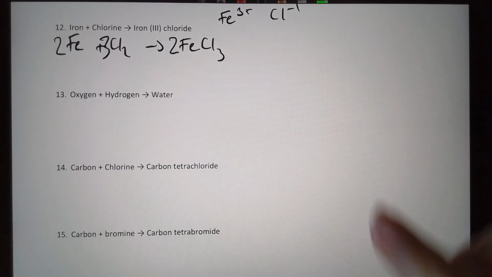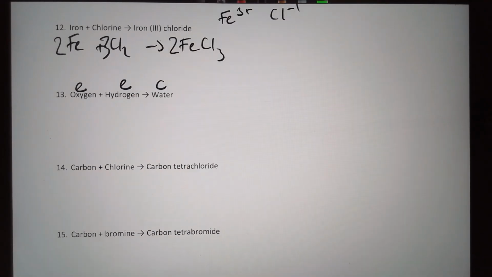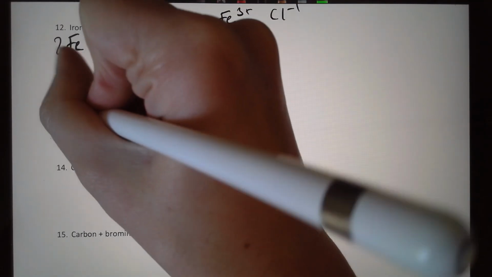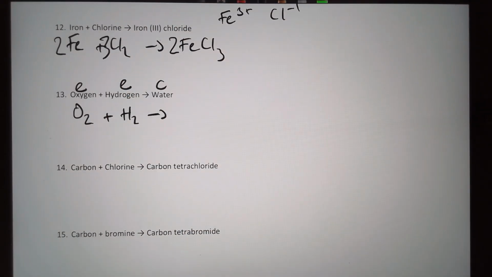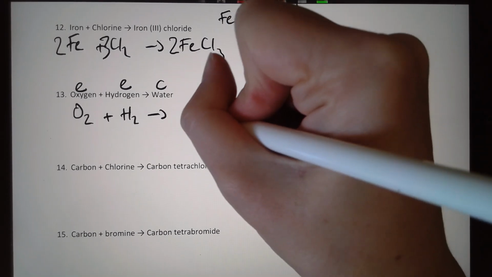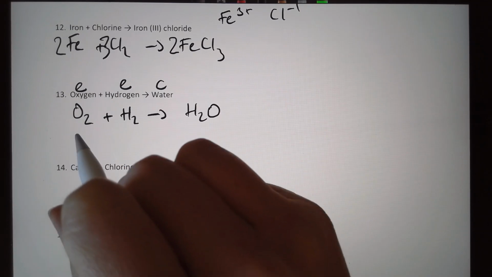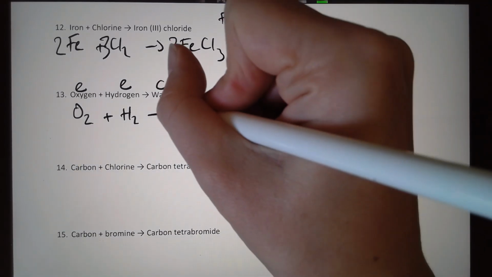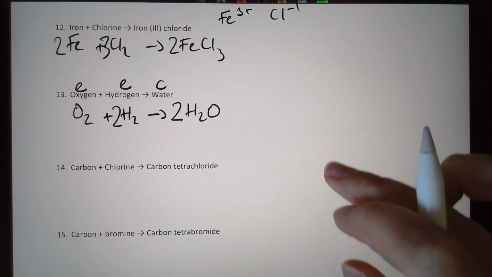The next one's a bit different because instead of having an ionic compound, I've actually got a covalent molecule. I've got water. Oxygen is O2, hydrogen is H2. They're both elements, they're both diatomic. And in water, you just need to know the formula of water is H2O. I've got 2 hydrogens on each side, but I've got 2 oxygens there and only 1 oxygen there, so I'm going to need to put a big 2. That gives me 4 hydrogens, so I'll need a big 2 there as well.